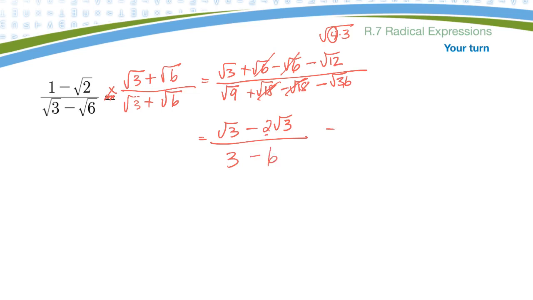Okay, on the top I have common radicands. So 1 root 3 minus 2 root 3 would be a minus 1 root 3. And on the bottom, 3 take away 6 is a negative 3. Seeing as how I have a negative on top and bottom, I would cancel both of those. So my final answer would just be root 3 over 3.